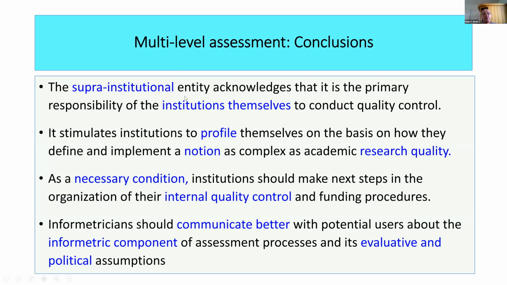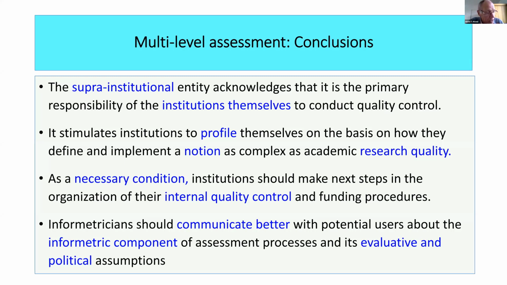This supranational entity could stimulate institutions to profile themselves on the basis of how they define and implement a notion as complex as academic research quality. So I am very reluctant to promote a situation in which there is one single organization that decides uniformly about the criteria that have to be applied by a large number of independent autonomous institutions. I don't think that is an appropriate way to organize the research system.